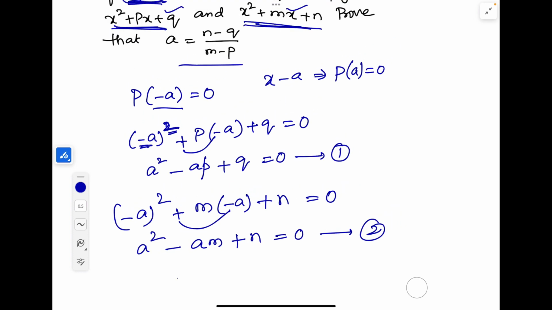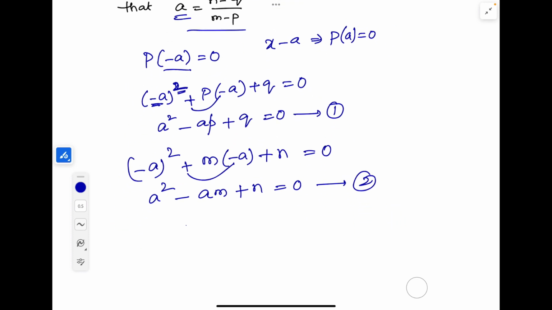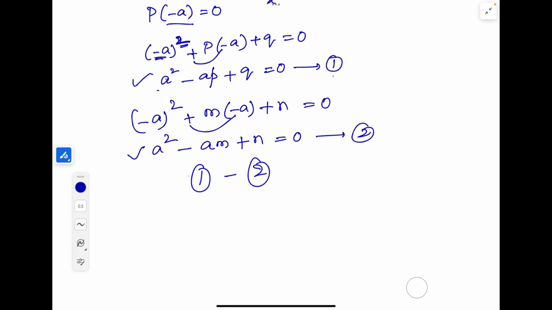Children, what we are supposed to prove, a is equal to, that means we don't have any a square. So both are positive a square. If I want to eliminate this a square, we are supposed to subtract equation 1 and 2 because both are positive a square. If I subtract equation 1 by equation 2, the signs will change, hence a square term will get eliminated. So let us subtract both the equations which we got.